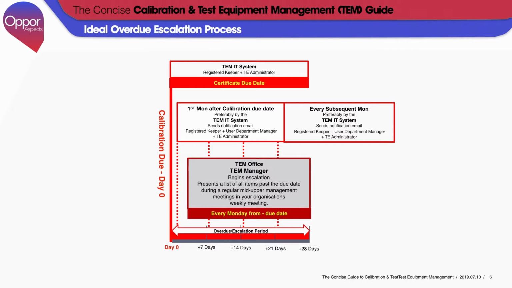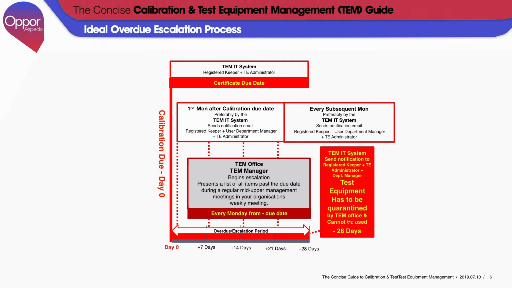Okay, the test equipment office and test equipment manager are fully involved now, and they begin the full escalation. A list of items, past and present, that are overdue is presented at regular meetings with mid to upper management, just to get everybody involved in getting this item off the shop floor, out of the office or out of use. And every Monday from the due date, this list is openly declared in various high-level meetings by the test equipment manager.